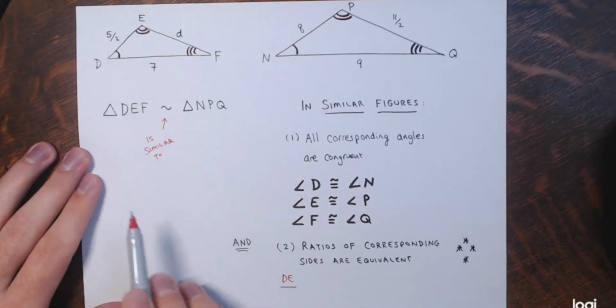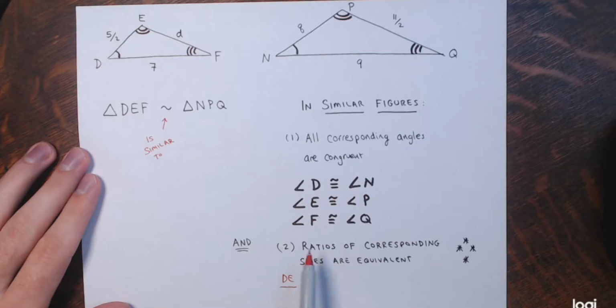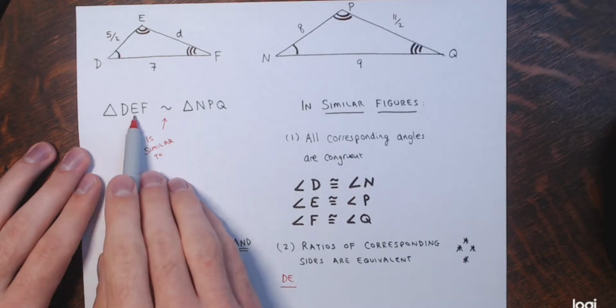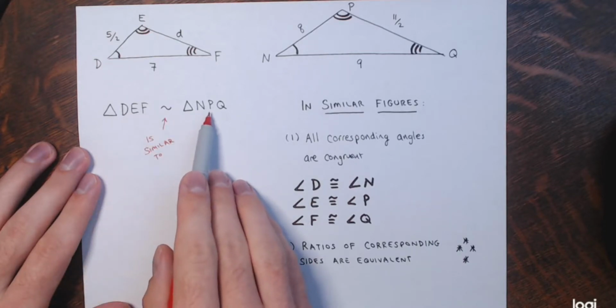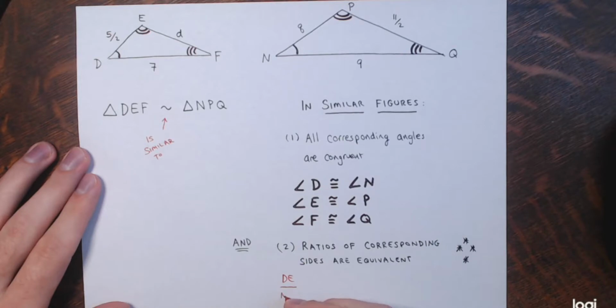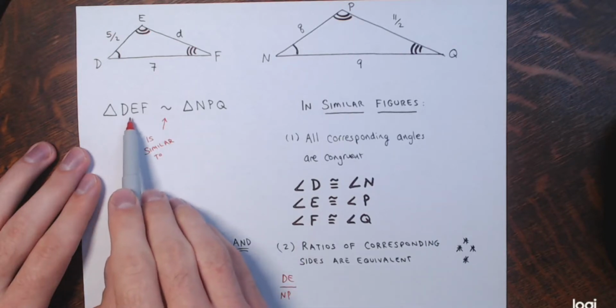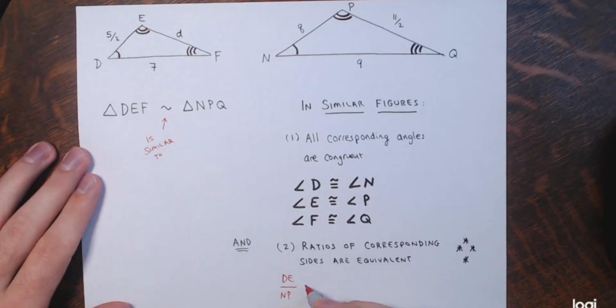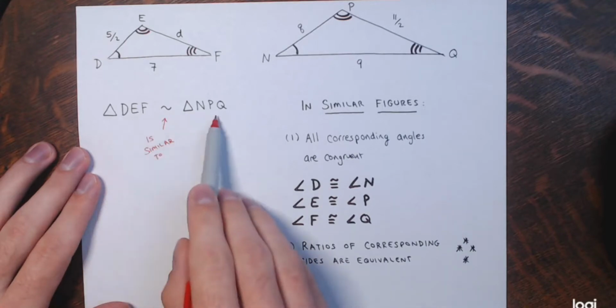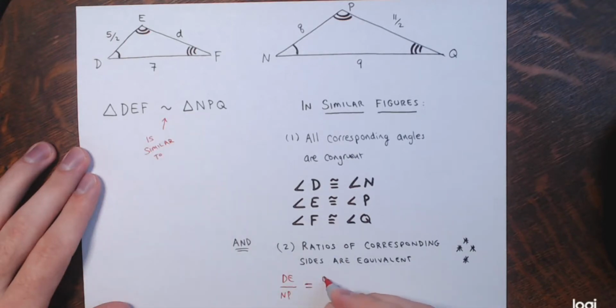Now ratio means division, right? Fraction, divide. So if I take the first two letters DE divided by the corresponding letters in the other one, NP, so the length of DE divided by the length of NP should be the same value as EF to PQ, the side from E to F to the side from P to Q.